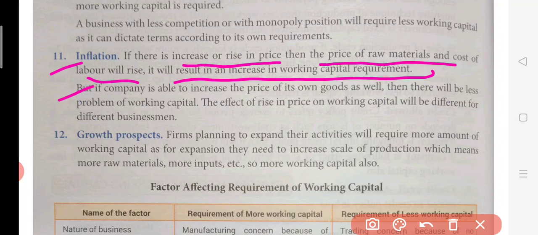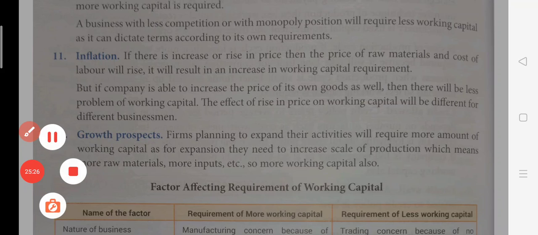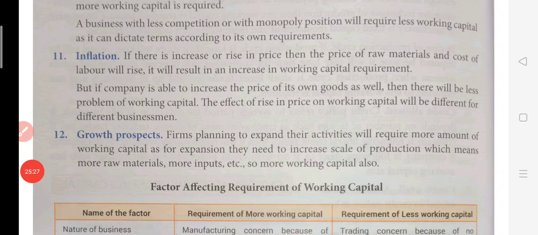But in the cases when the company is able to increase the price of their own goods as well, there will be less problem of working capital. The effect of rise in price on working capital will be different for different businesses, for different businessmen. So if you can raise the price of your products or goods also, then when this product is sold in the market, your money will come to your company and you can easily manage even in the tight situation of inflation.